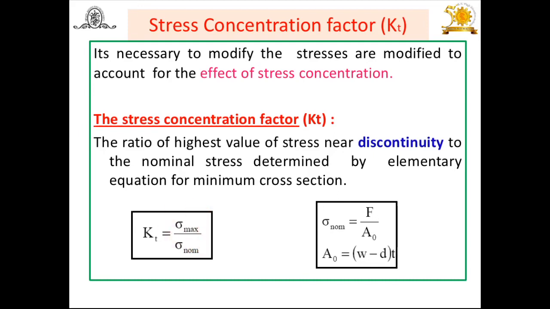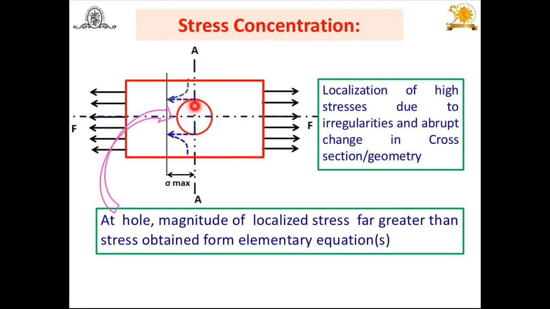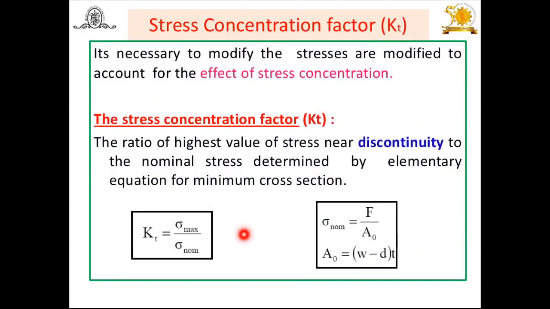And what is sigma max? You will get sigma max here, at the localized place where the cross section changes. So you will get the maximum stress. Sigma max upon sigma normal gives you Kt. So how to calculate the maximum magnitude of stress because of stress concentration, that is, because of the change in geometry? Sigma max is equal to Kt into sigma normal, where sigma normal is by the elementary equation and Kt is the stress concentration factor. So by using this expression we can find Kt or sigma max.